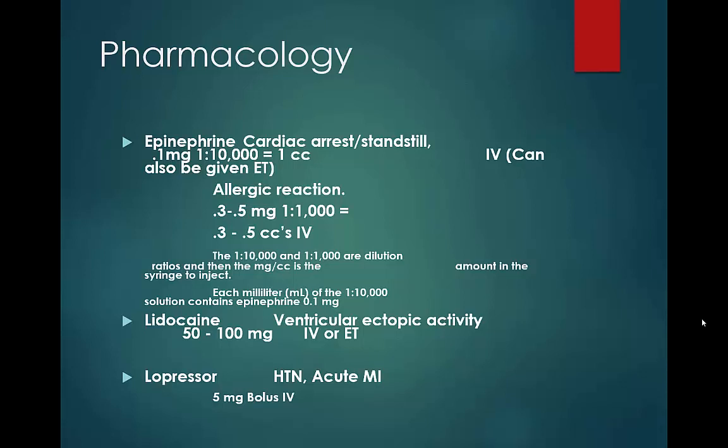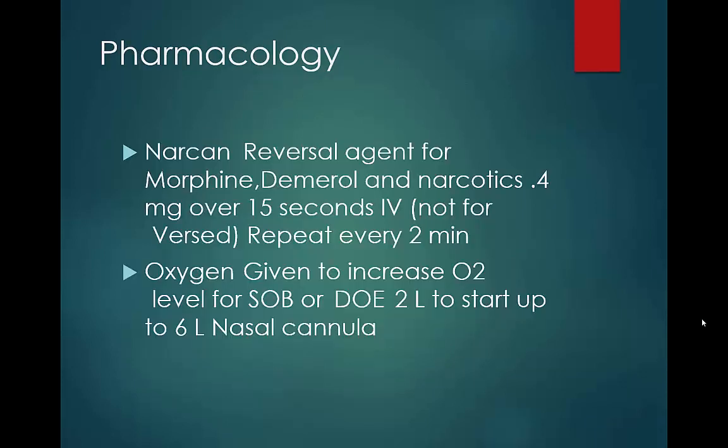Lopressor, we give this as a beta blocker, we talked about that. We give this for hypertension, acute MI. And then Narcan is a reversal agent for narcotics such as morphine and Demerol. So if someone needs that reversed, we would give them 0.4 milligrams of Narcan. Oxygen is also considered a medication that's given to increase the oxygen level for shortness of breath. We always start at 2 liters of nasal cannula, and then we can go up to 6.